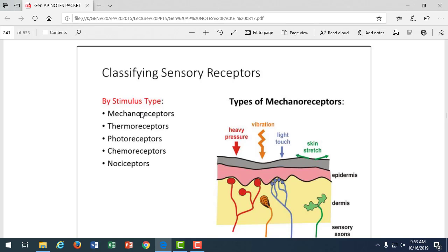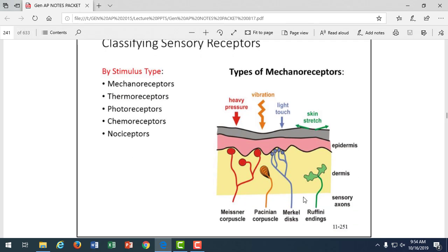Mechanoreceptors actually have to have a morphing of the membrane. There has to be some type of movement of the membrane. So when we look at mechanoreceptors, if there's pressure stimulating these receptors, those are different sensory receptors, but they're still mechano. They're recognizing pressure. Vibration is another type of receptor. Light touch, another type. Stretching of the skin, it's another type of receptor.